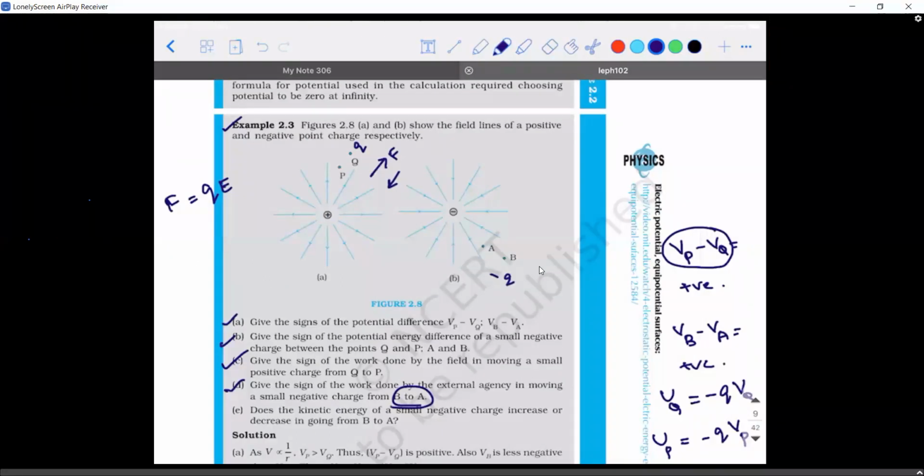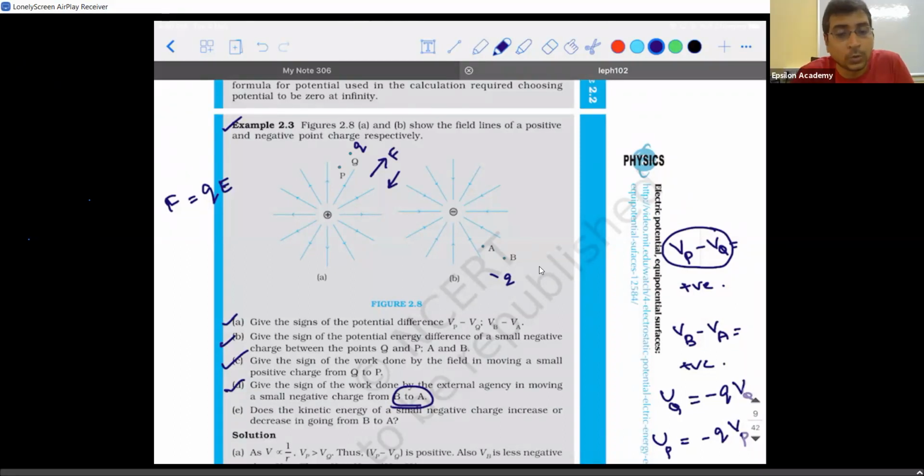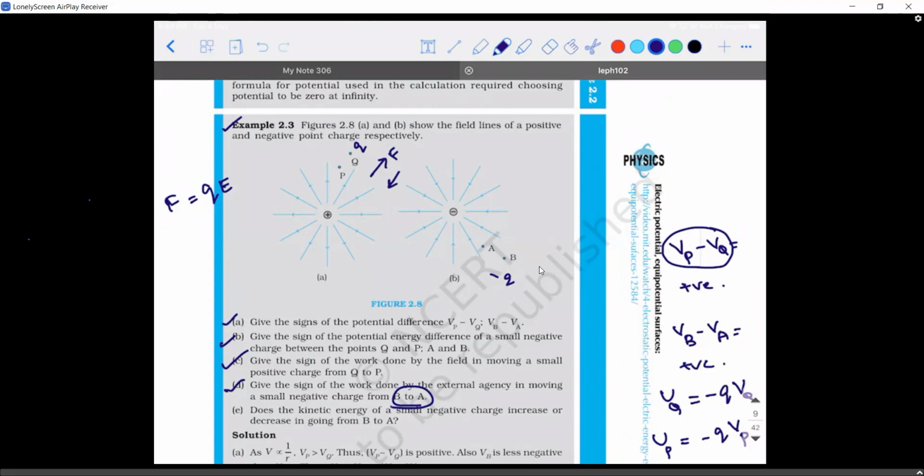Because electric field. See, the question can be of two types. Whenever you see work done, not only in your 11th or 12th, wherever you see work done, the question should be specific about which force. For example, in the previous question, if they had asked what is the work done by the external agent, the answer would have been positive. Here the answer would have been negative.